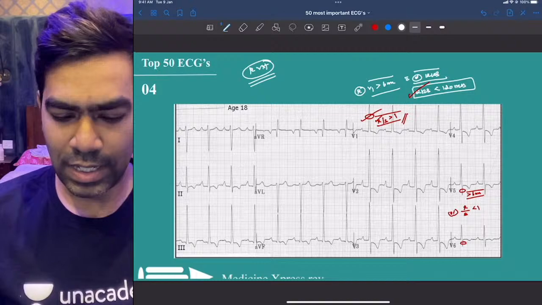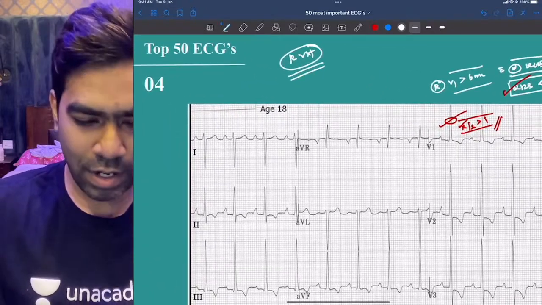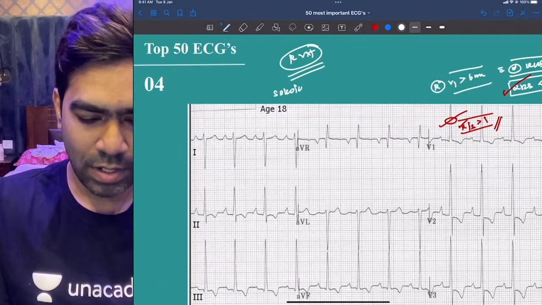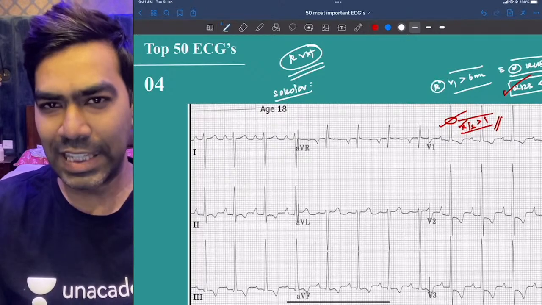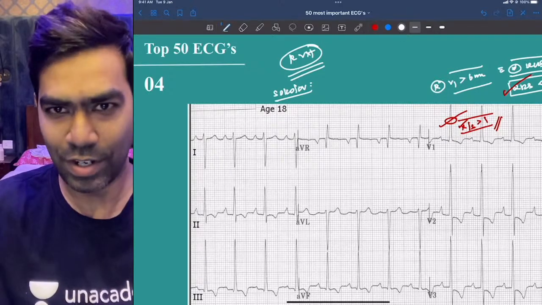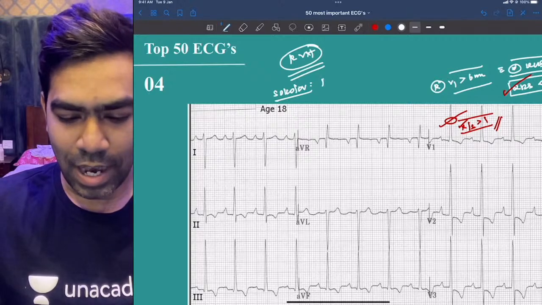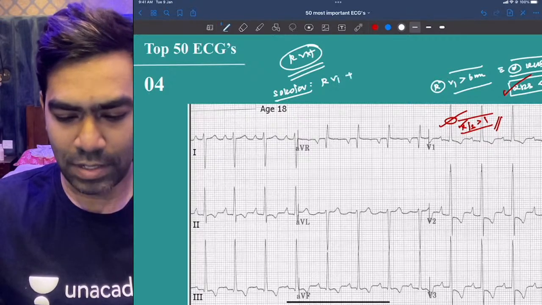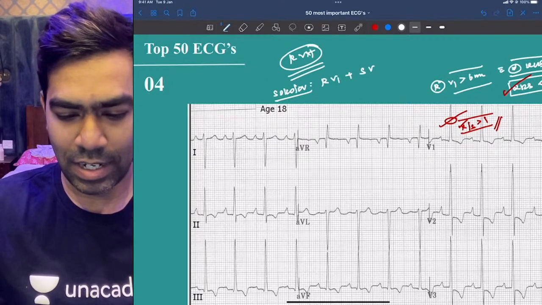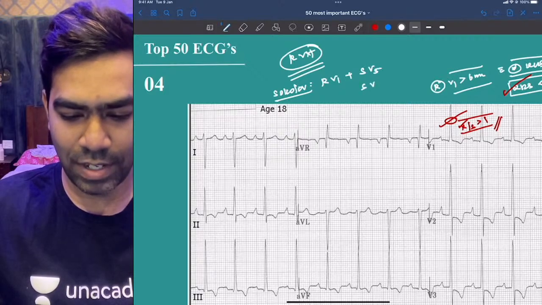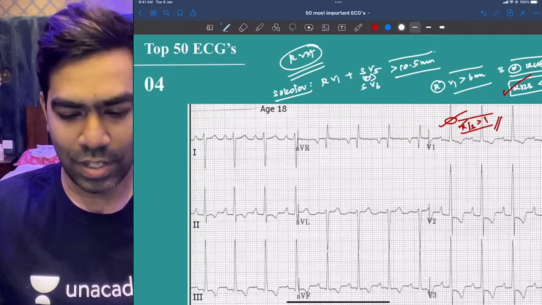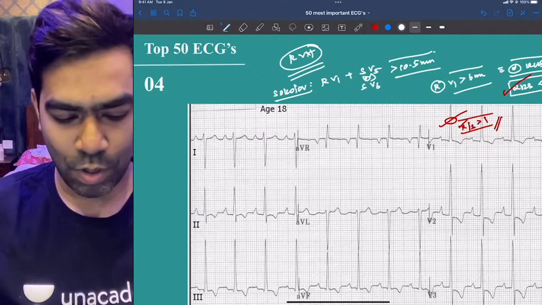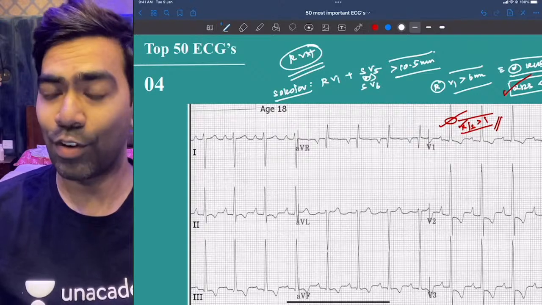Does anyone know that there is a Sokolov-Lyon criteria for right ventricular hypertrophy as well? What is the criteria? It is the R wave in V1 plus the S wave in V5 or the S wave in V6, either one, if it's more than 10.5 millimeter. Then you can call it right ventricular hypertrophy as per the Sokolov-Lyon criteria for RVH.